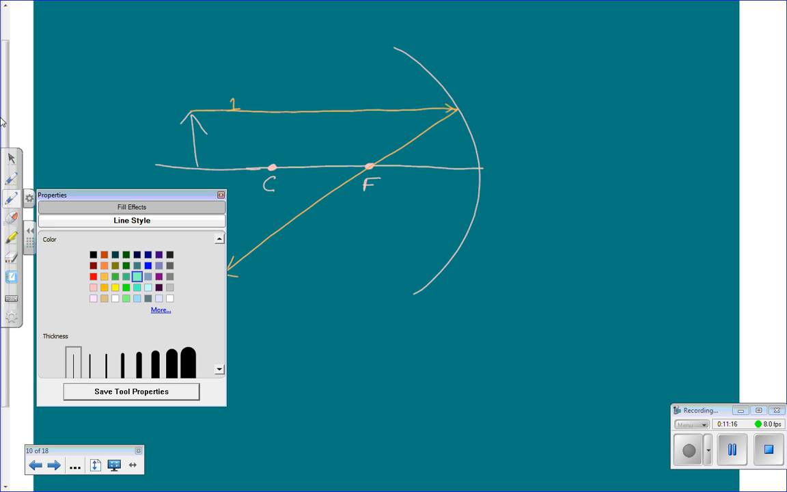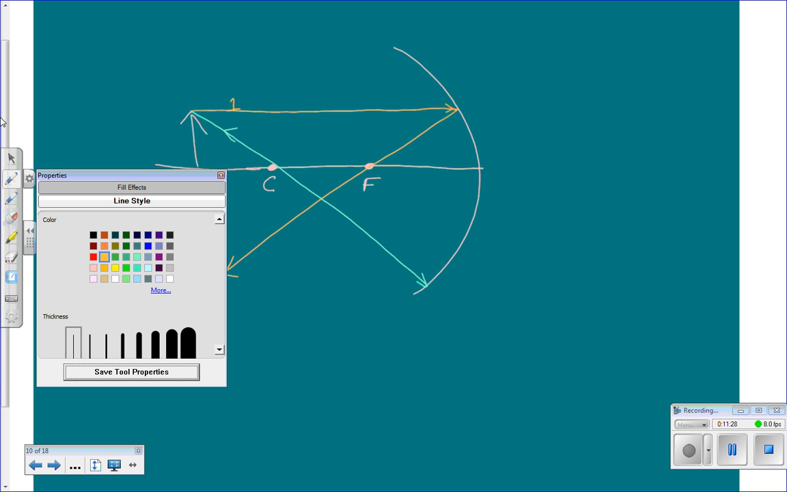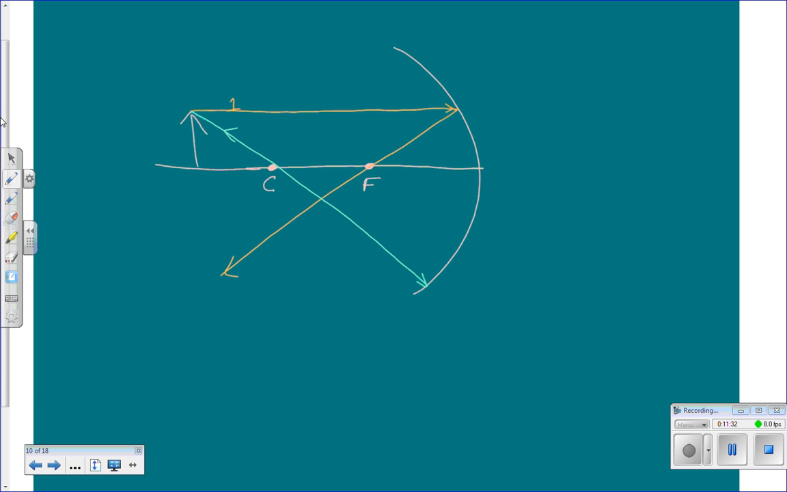Ray 2 goes straight through the center of curvature and reflects back straight through the center of curvature. And then ray 3 goes through the focal point and then reflects back parallel to the surface.